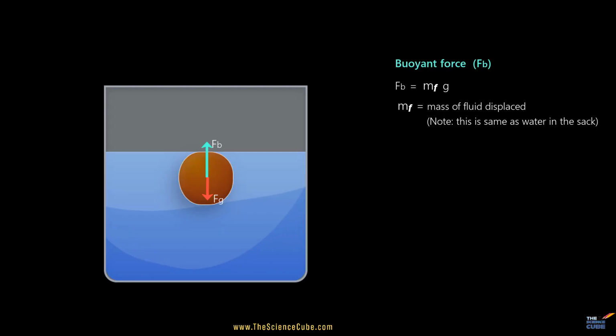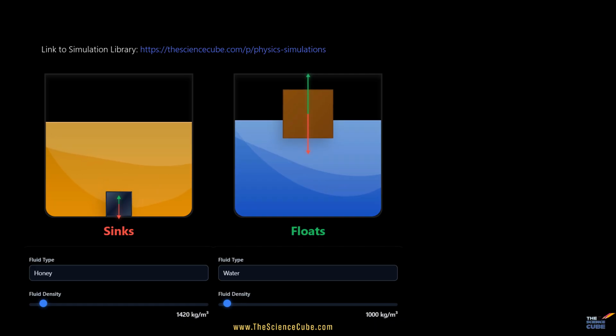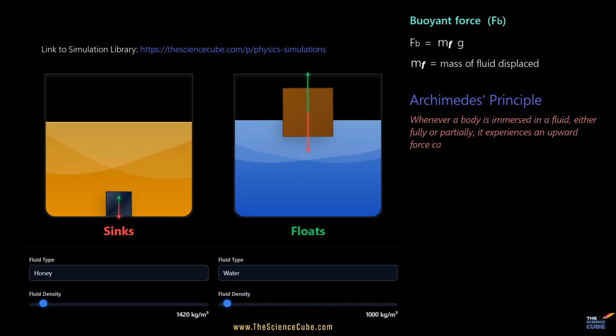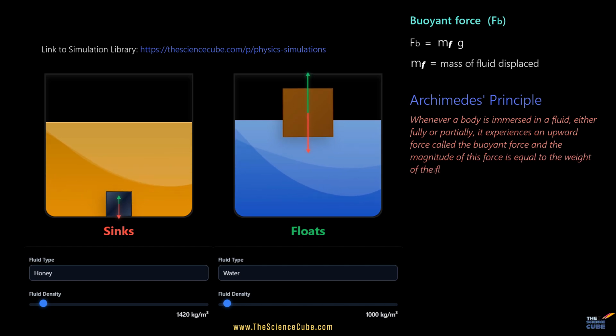So in all these cases, that is the sack, the stone, the wood, the behavior can be summed up in a single powerful rule known as Archimedes' principle that says whenever a body is immersed in a fluid, either fully or partially, it experiences an upward force called the buoyant force. And the magnitude of this force is equal to the weight of the fluid displaced by the body.